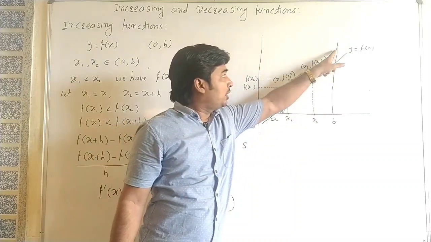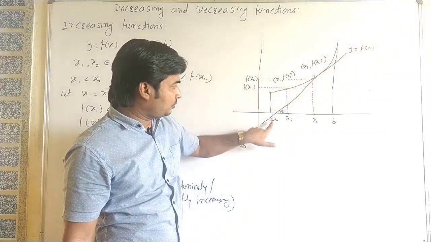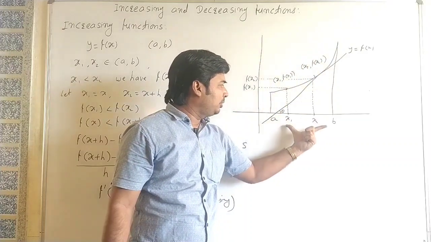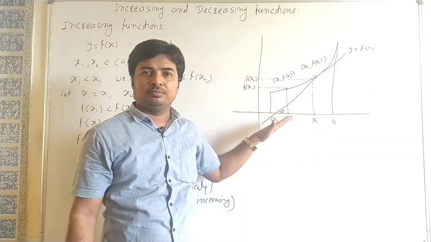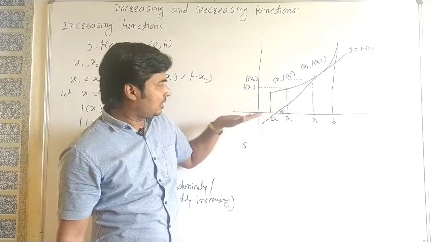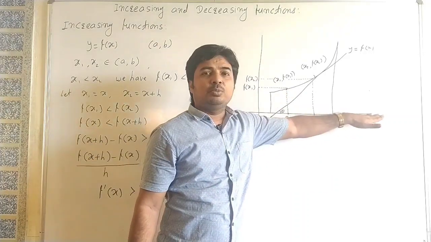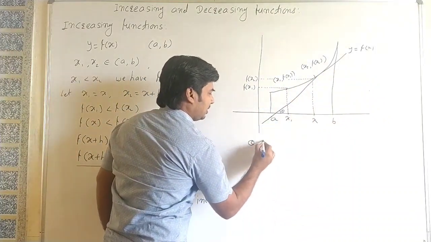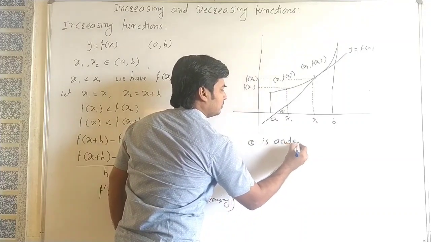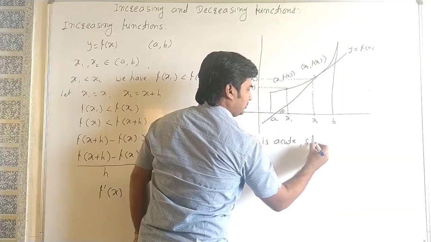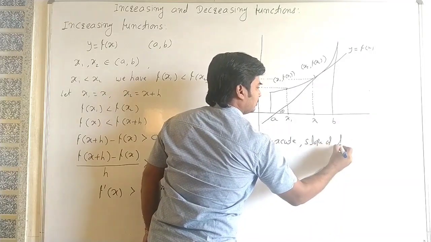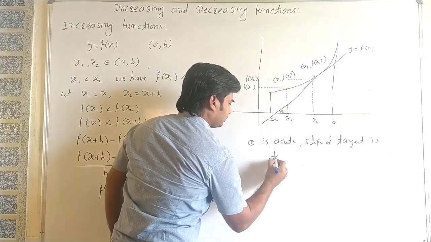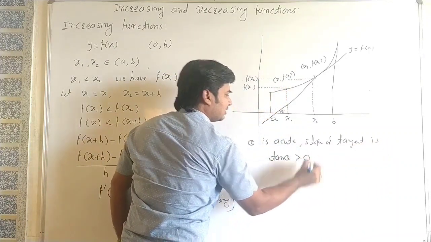Here we can draw any tangent in between point a and b. We can draw any tangent to the curve at any point in between a comma b, which makes an acute angle with positive direction of x-axis. That means here theta is an acute angle. Therefore the slope of tangent is tan theta, and tan theta is greater than 0.